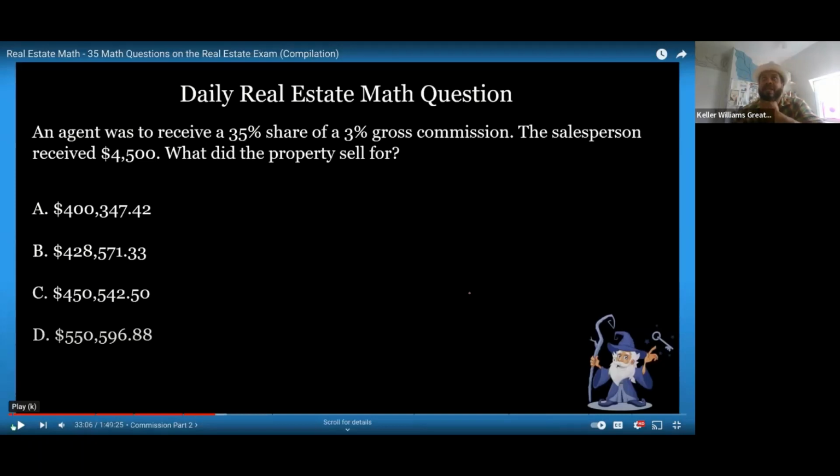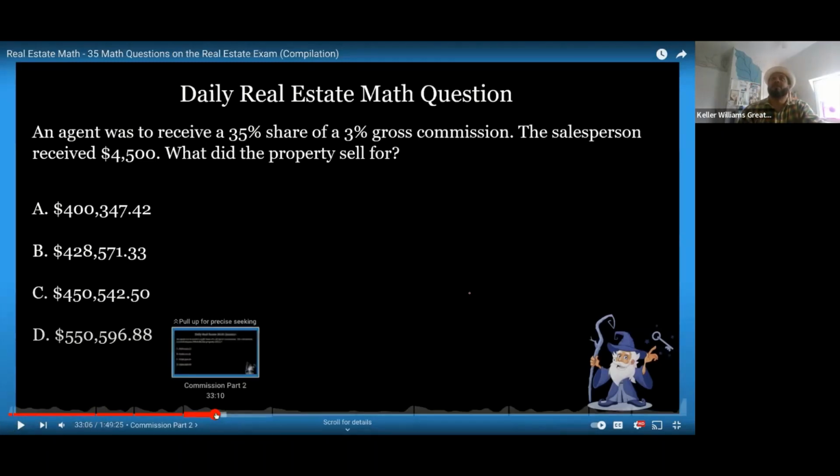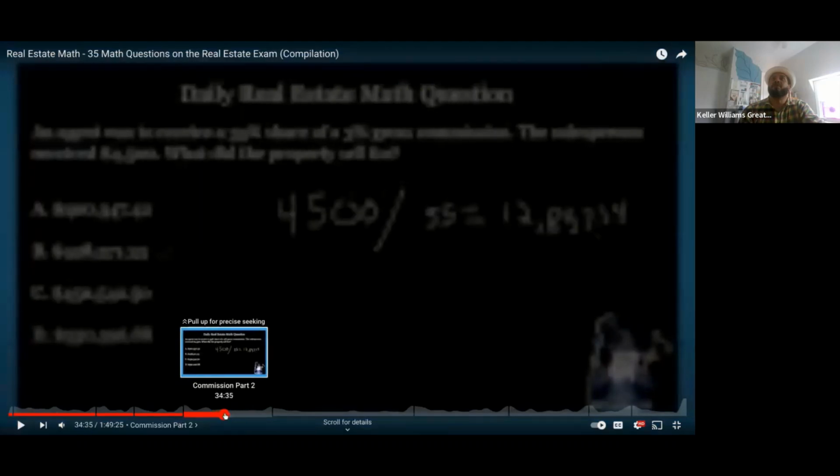And same thing on the state. The state is mainly license laws and regulations and brokerage relationships. That's 30 of the 40 questions. So if an agent was to receive a 35% share of the sales proceeds, all right, this is still the same kind of question. Let's move on.